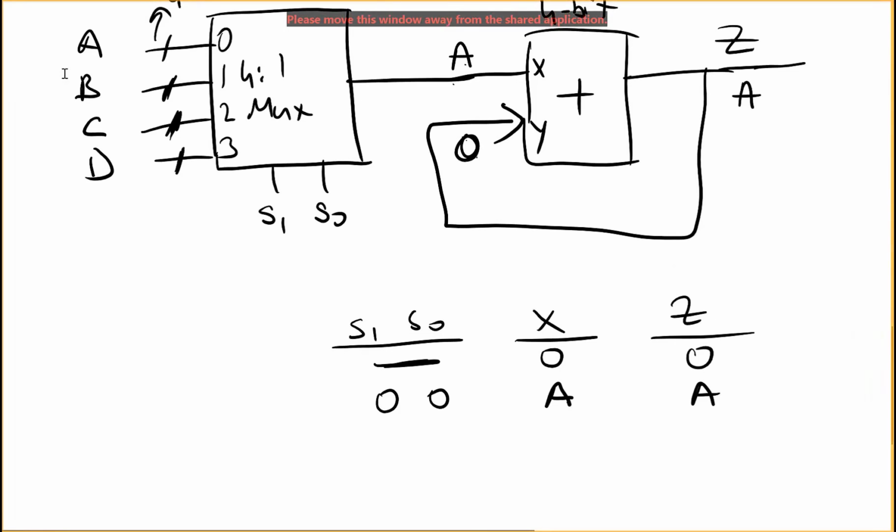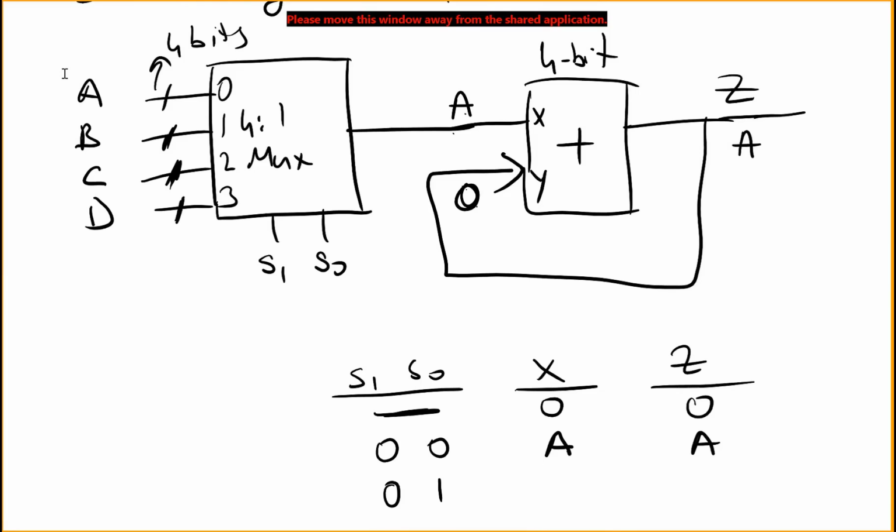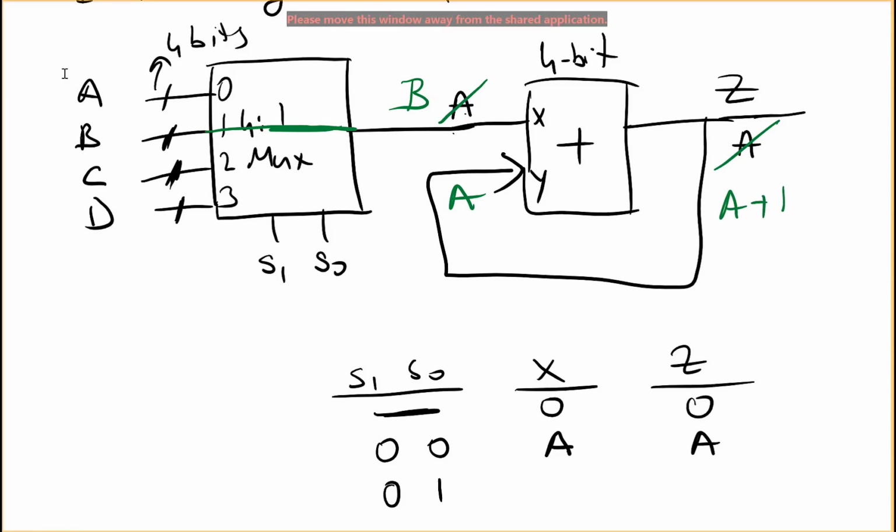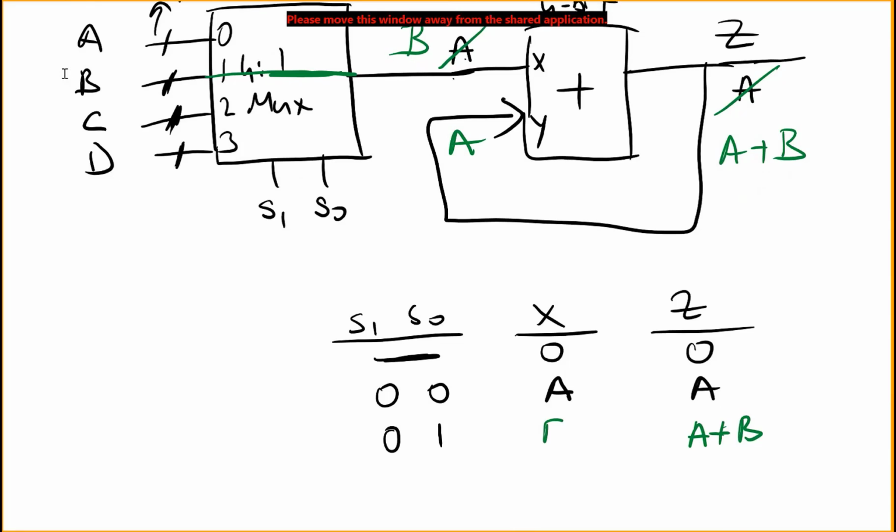Let's say after some time I change the select lines to 0, 1. Now I will be having this B go to the output. Now I will have B here. So instead of 0, now I will have A here. Now at the output I will have A plus B, right? The next time, so I will have A plus B in this case.